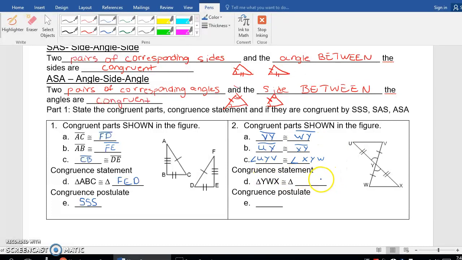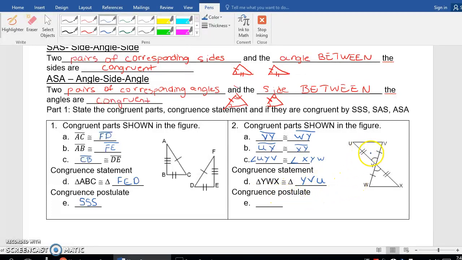Next, we need to create our congruent statement. So triangle YWX is going to be congruent to, Y is corresponding, and then V corresponds with W, and then U corresponds with X. So triangle YWX is congruent to triangle YVU.